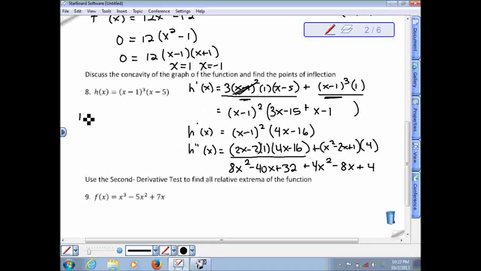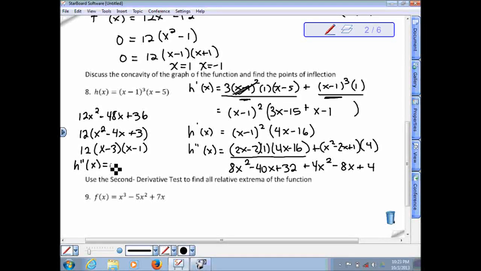Combining all the like terms, we're now going to have 12x squared minus 48x plus 36. This is the second derivative of h. If we factor out a 12, we have x squared minus 4x plus 3, which factors into x minus 3 times x minus 1, and that means h double prime of x is equal to 0 when x equals 3 and when x equals 1.